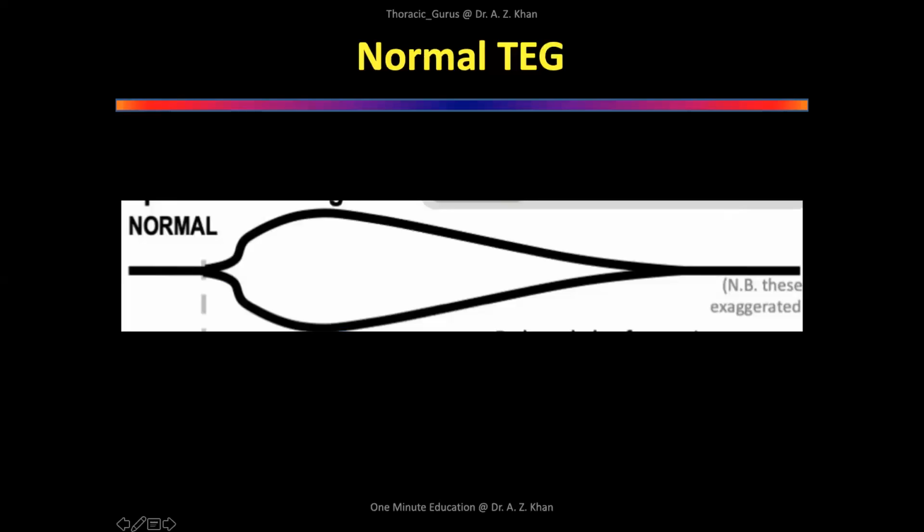Okay. So this is how a normal TEG would look. There is R time, there is the K time, there is your maximum amplitude, and then there is LY30. Always a TEG is interpreted in 4 factors: R time, K time, maximum amplitude, and LY30, and of course the alpha angle. So whenever you have to interpret a TEG graph, you have to interpret all these factors.